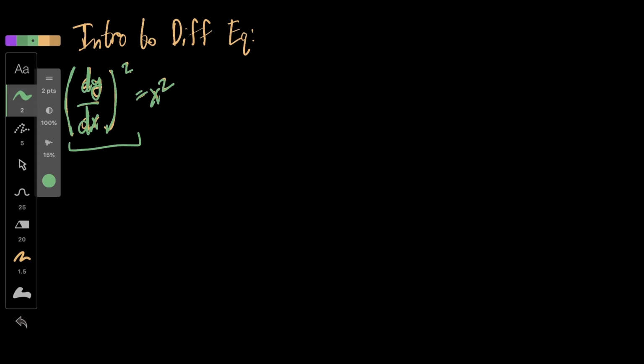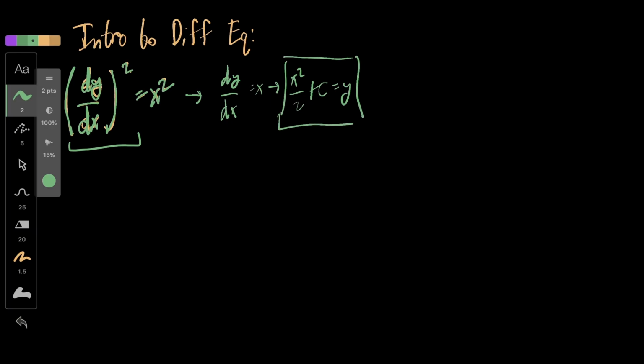Now, what will we do to solve this? Well, we'll take the square root of both sides, so dy by dx is equal to x, and then integrating both sides, we get x squared by 2 plus c is equal to y, and that's our answer. We have our function over here. But what if we have multiple derivatives and other stuff? Well, then those require many different techniques. But today, we will not be talking about those.